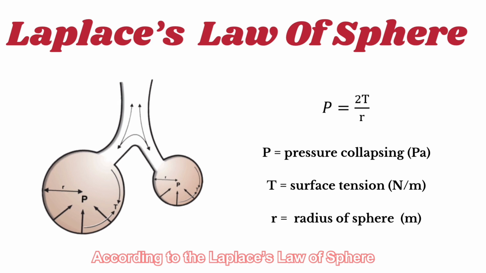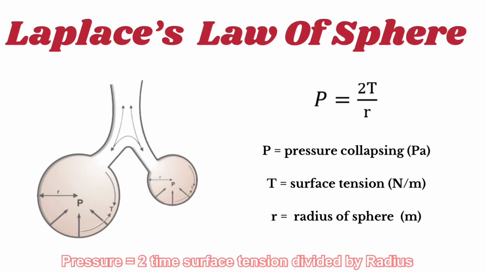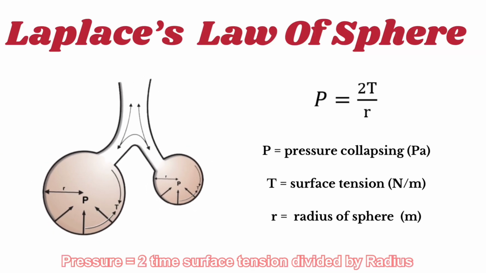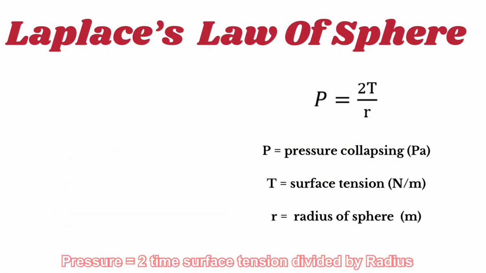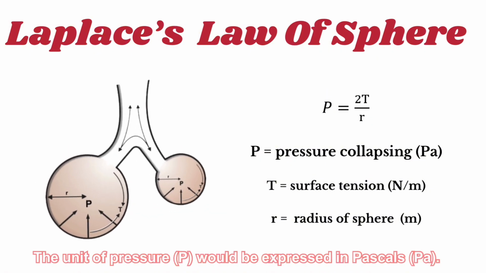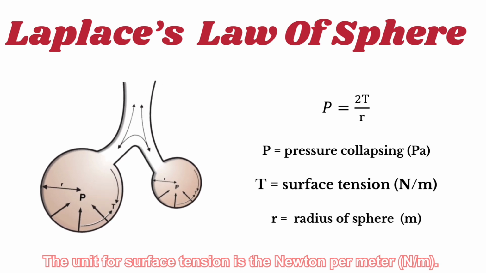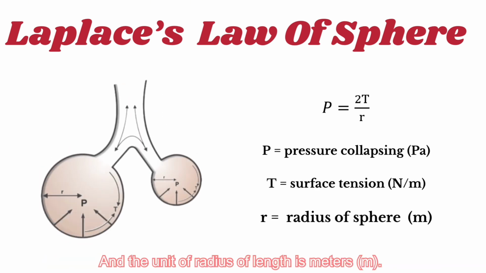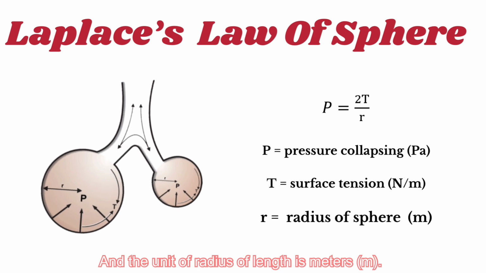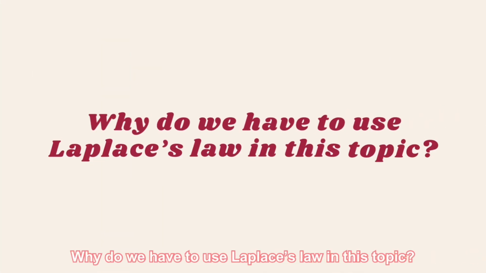According to the Laplace law of spheres, pressure equals two times surface tension divided by radius. The unit of pressure is expressed in Pascal. The unit of surface tension is Newton per meter, and the unit of radius, a length, is meter. Why do we have to use the Laplace law in this topic?